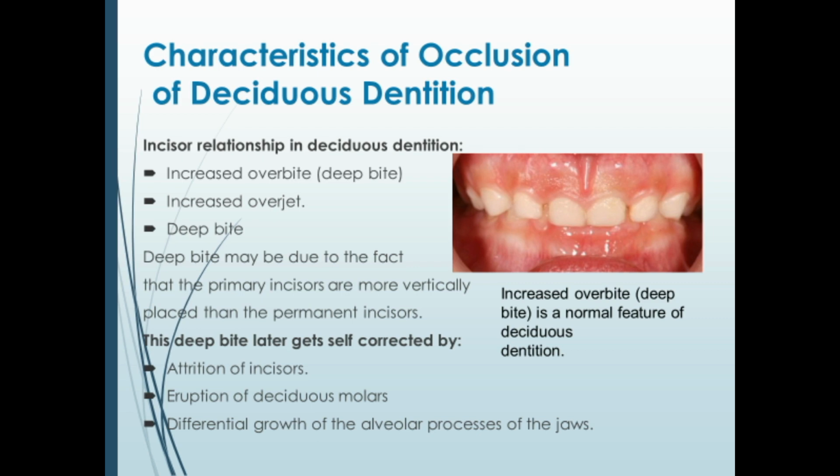Increased overjet, or excessive incisal overjet, is often observed in deciduous dentition. 72% of children exhibited an increased overjet in a study conducted by Foster. Excessive overjet usually gets corrected later by forward growth of the mandible.